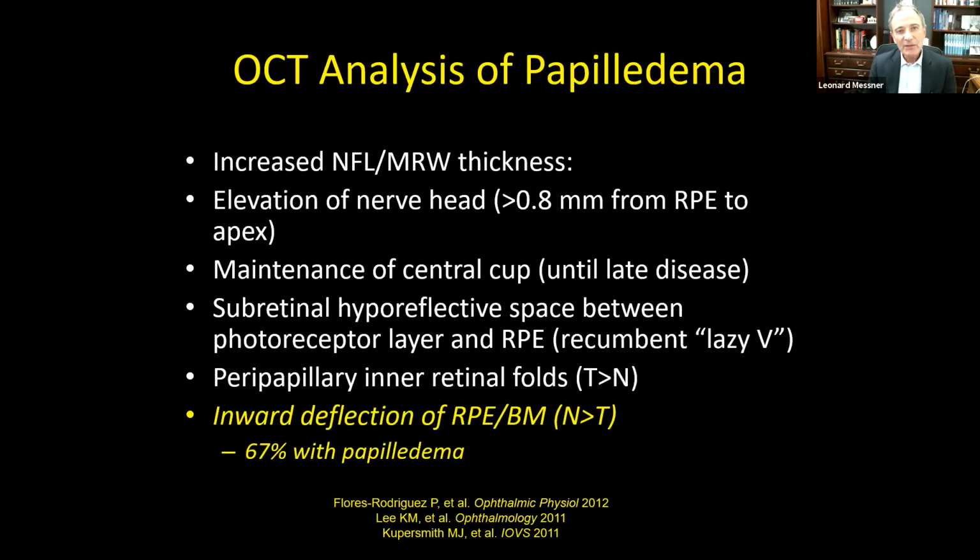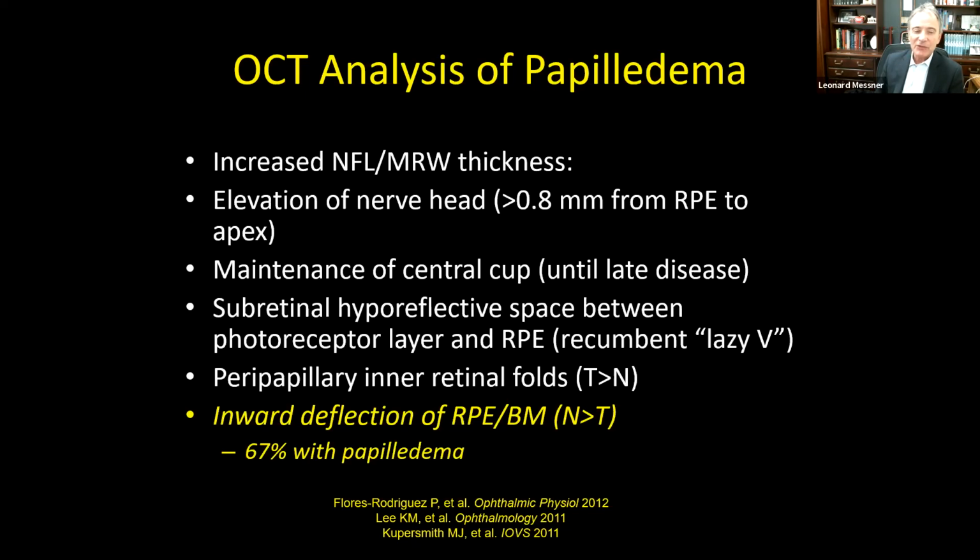So thinking about OCT analysis of papilledema, first and foremost, typically these individuals have significant thickening of both the retinal nerve fiber layer as well as the rim thickness, or the minimum rim width thickness. Typically, the optic nerve is significantly elevated above the surface of the retina, but with preservation of the central cup until very late in the disease. Now, that's important because when we think about papilledema versus pseudopapilledema, many individuals with anomalous nerves have very, very tiny cups or absence of the cup. With papilledema, it's going to be there.